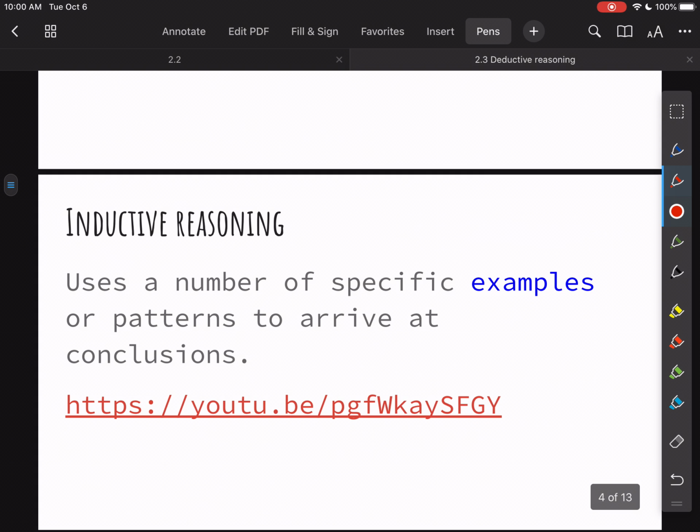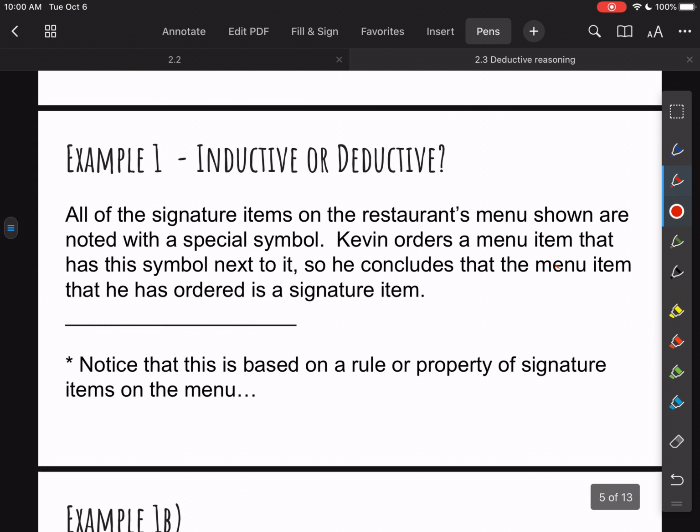Now, there's a lot of similarity here between deductive and inductive reasoning, because inductive reasoning uses a number of specific examples or patterns to arrive at conclusions. Oftentimes we'll formulate a rule from a pattern, so that's where this gets a little bit confusing. But if you're following a pattern or an example over and over again, we're using inductive reasoning. But if there's a rule of some sort, then we're going to be using deductive reasoning. Hopefully by the end of this, you'll get the difference between the two.